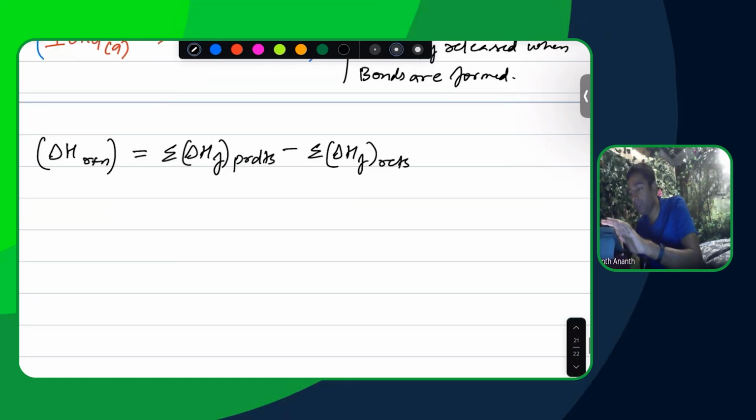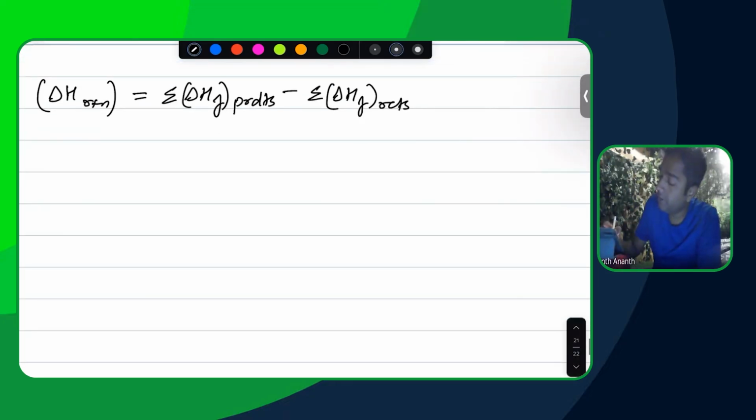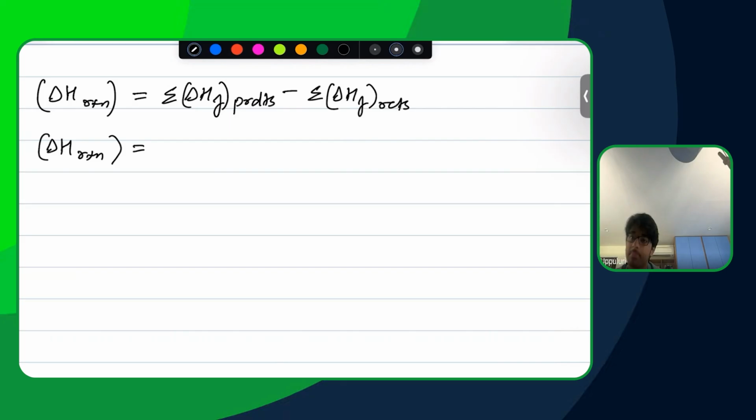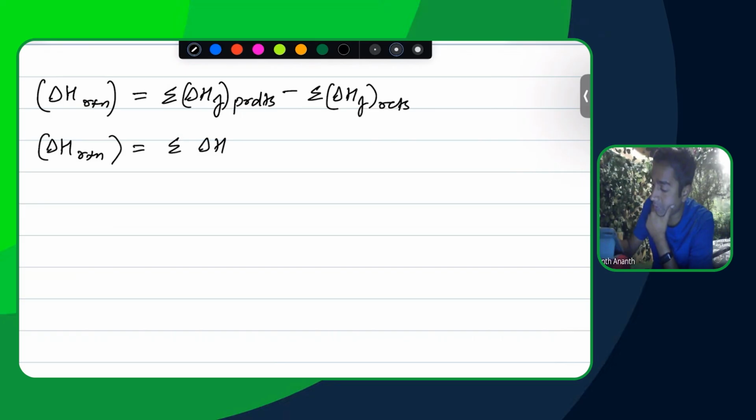Next up. If I'm going to have the same enthalpy of reaction considered from the combustion point of view, combustion is defined for what? Which side? Reactants. So it will be enthalpy of combustion of reactants minus products.